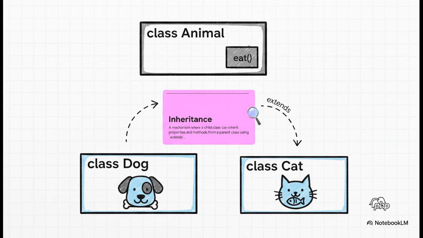Now, what if you have different kinds of objects that share some of the same behaviors? Like, a dog and a cat are different, but they both eat, right? That's where inheritance comes in, and it's a huge time saver. You could have a general animal class with an eat method. Then you can make a dog class that extends the animal class. Just like that, the dog automatically knows how to eat without you having to write that code all over again. It's all about code reuse.